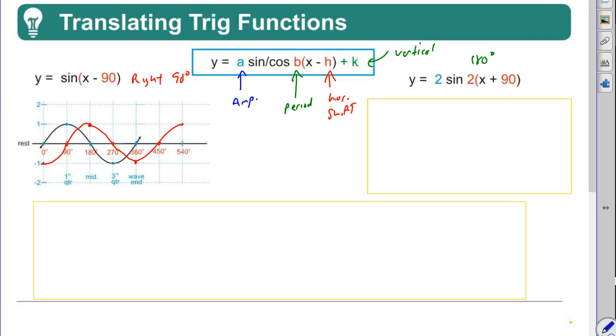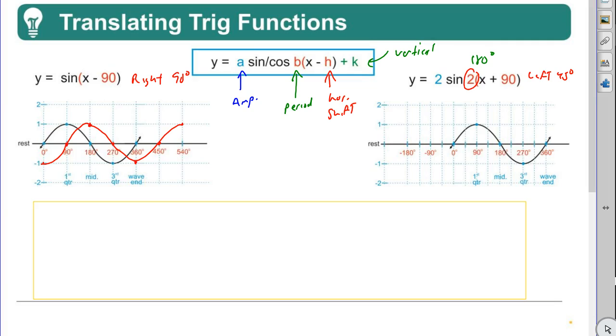And that also affects the horizontal shift. So this is going to be shifted left 45 degrees. You got to divide that 90 by that 2, and you get 45 degrees. All right, let me show it to you.